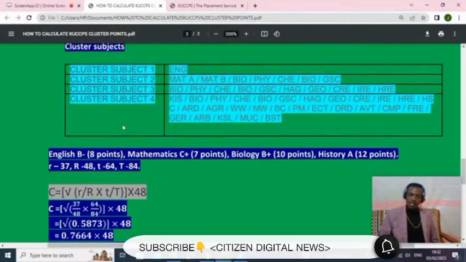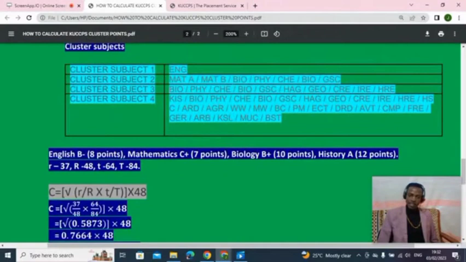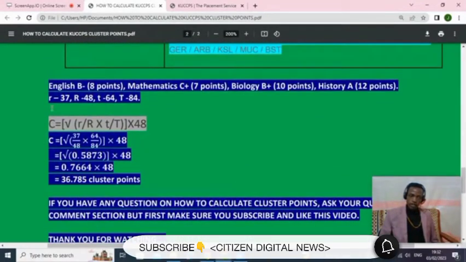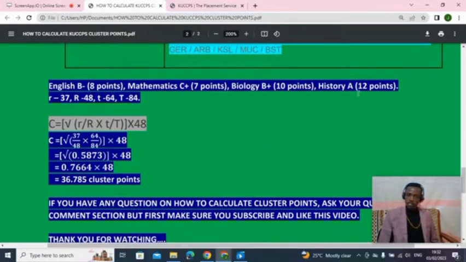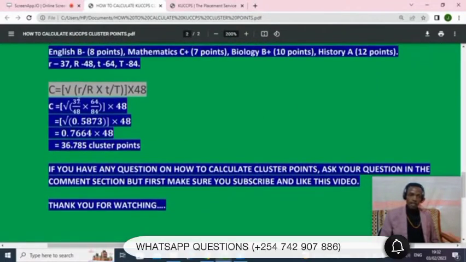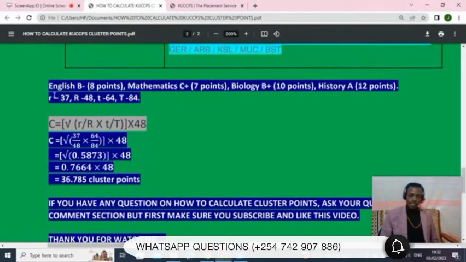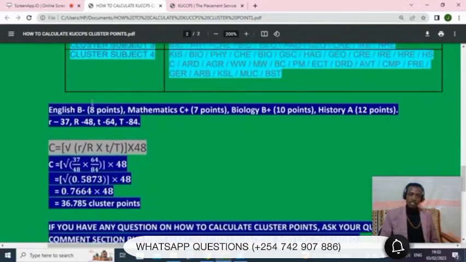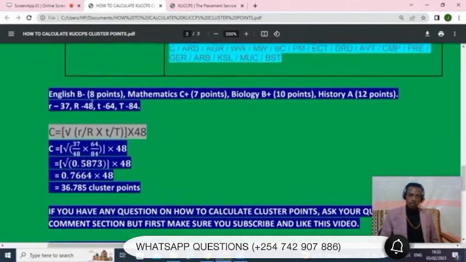Therefore, in cluster subject 4, I have decided to add a humanity. Since I couldn't add a science, I added mathematics, and also I added English. Therefore, let us continue. If you add the 8 points in English, mathematics 7 points, biology 10 points, and history 12 points, you will have R, that is the total cluster subject, equal to 37 points. R is the total cluster subject. It is out of 48, that is 12 multiplied by 4, that is 48.